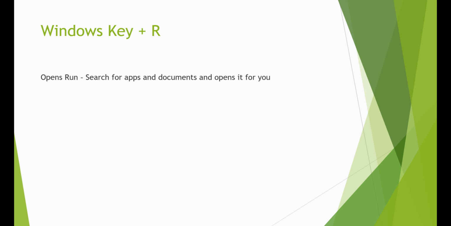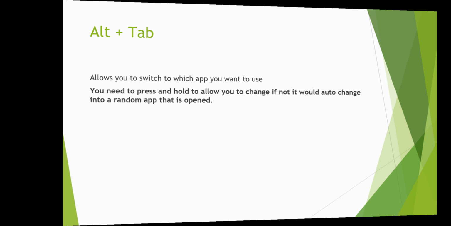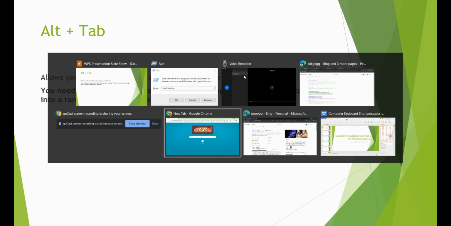Windows logo key plus R opens Run. You can search for apps and documents and it opens them for you. Alt plus Tab allows you to switch to which app you want to use. So all the apps that are open are shown. If you want to close an app, press the Delete button.